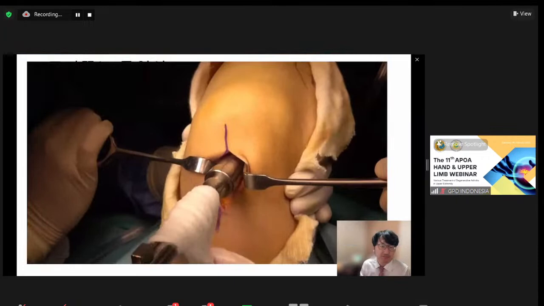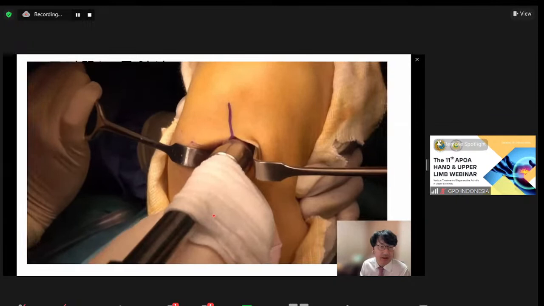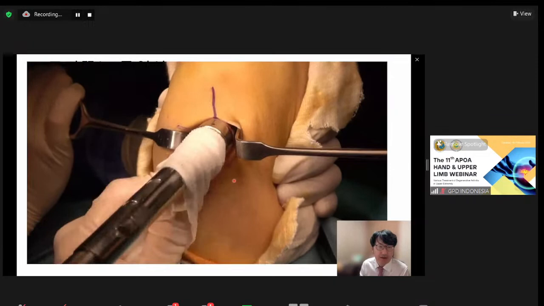This is the real surgical motion. I make the hole.